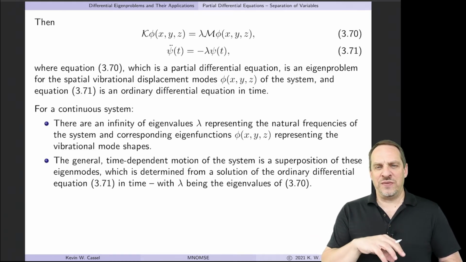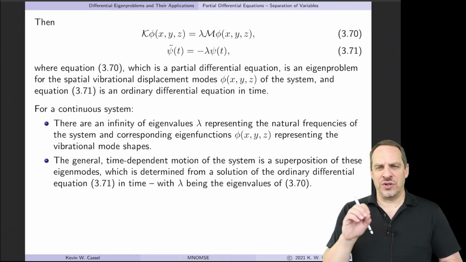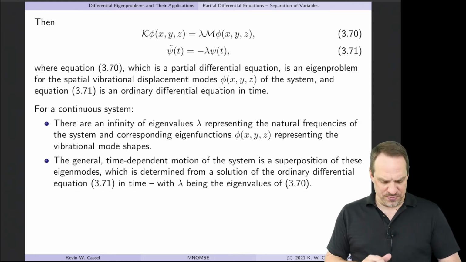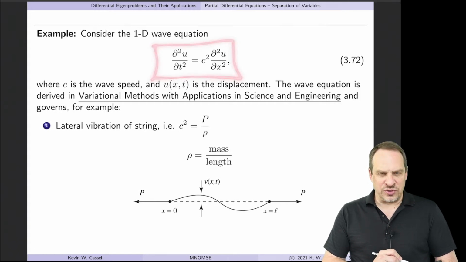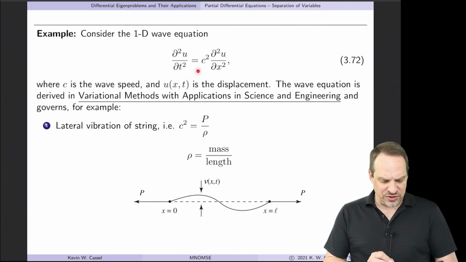So once again, in the wave equation context that we're looking at here now, the lambdas and the phis have physical meaning as well as mathematical meaning. So let's take a look at the 1D wave equation first. Partial squared u partial t squared is equal to c squared times partial squared u partial x squared.